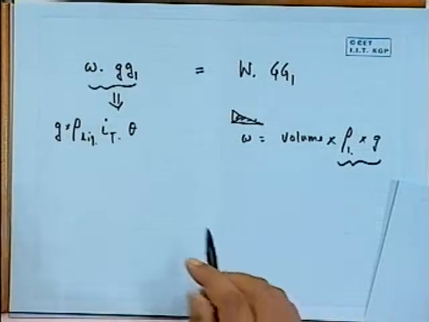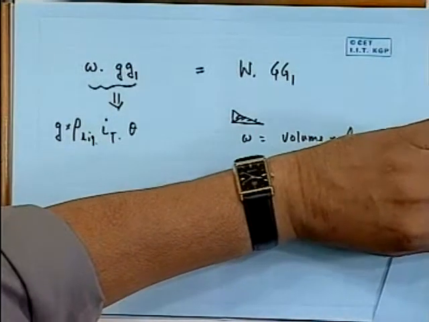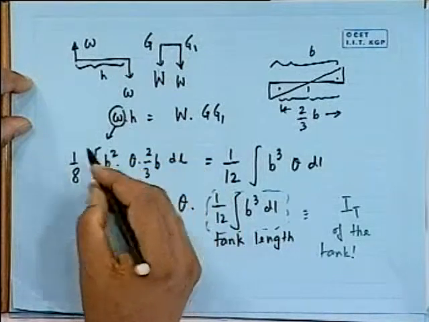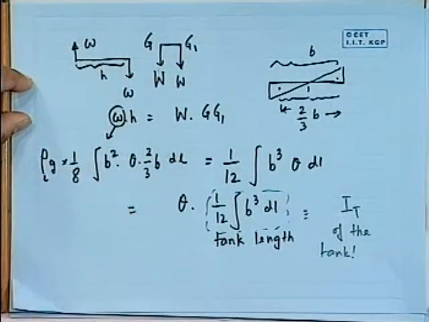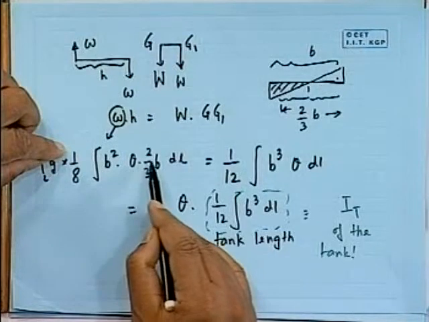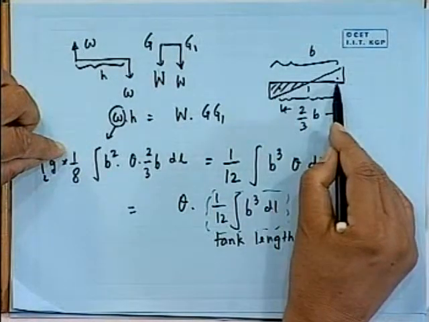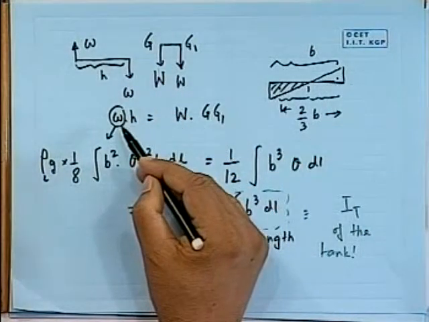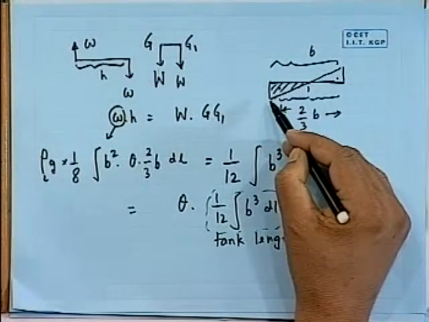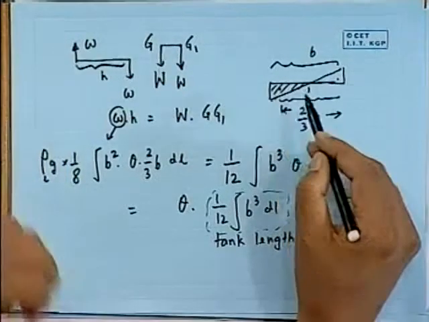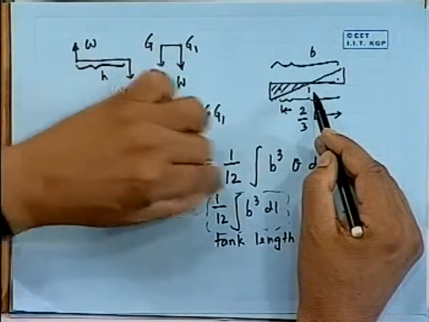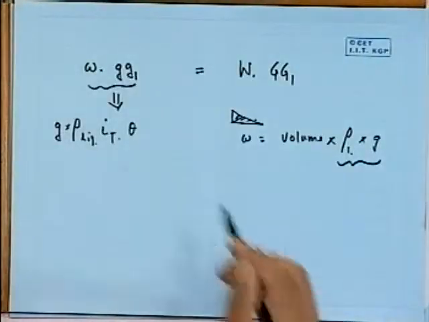Coming back once more to the previous part: see here, this W that I showed there, actually there should also be rho into G, rho of the liquid. After all, 1 by 8 B square theta into 2 by 3 B dl is the volume multiplied by GG1. The volume is half base into height, but the weight is going to be volume into rho into G, rho of the liquid, because it is that liquid that is shifted. Therefore I have rho of the liquid, density of the liquid, into G into the rest of the part. That part we did not write at that time because it gets cancelled out.